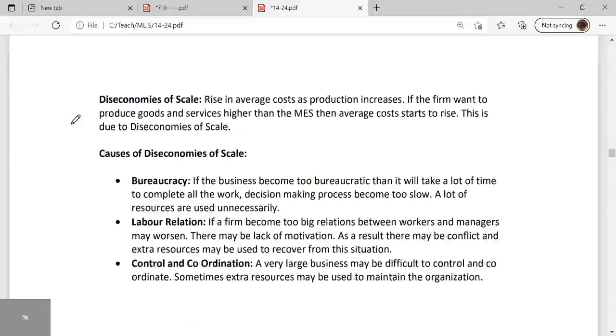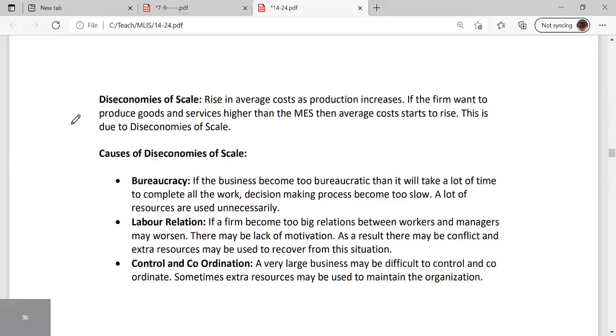Then we have diseconomies of scale. Diseconomies of scale means rising average cost. The causes may include bureaucracy. Bureaucracy means spending too many resources in the decision making process. Okay, so what will happen?